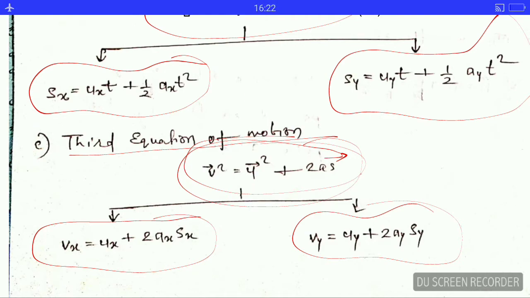So you might be wondering why I'm taking the x directions and y directions separately. The reason is that the motion of the projectile is in two dimensions, that means x and y. So that's why I am considering the two dimensions here. Okay, don't worry, everything will become very clear to you as I proceed.